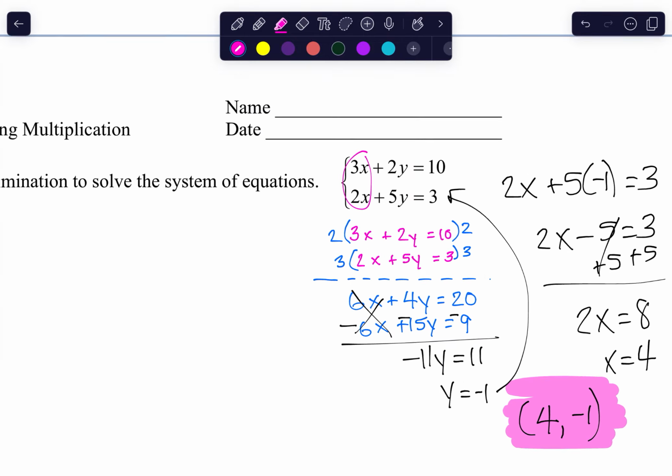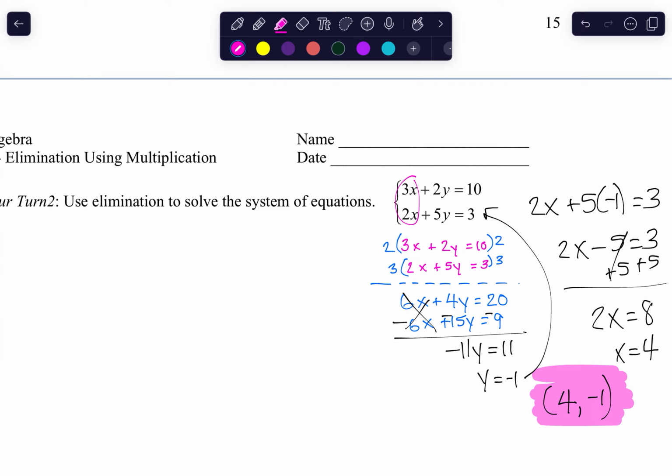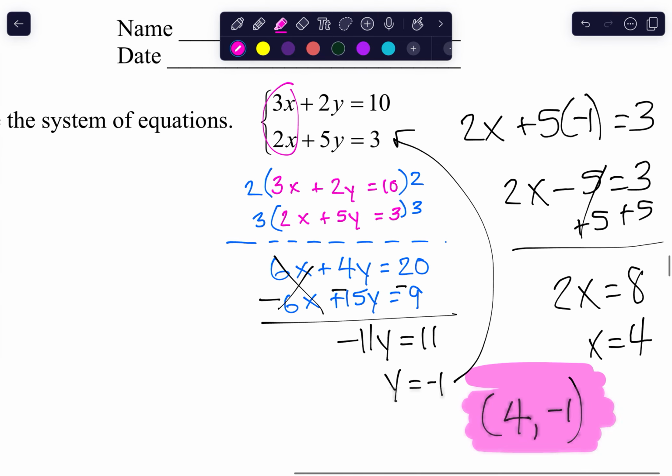Now, the other thing I should have said, don't forget, you can always check this. We've discussed this before. To check it, you simply plug 4 in for your x, your -1 in for y, and make sure, does the left side equal 10 for the top equation? Does the left side equal 3 for the bottom equation? And they both must be true in order for it to be a solution.